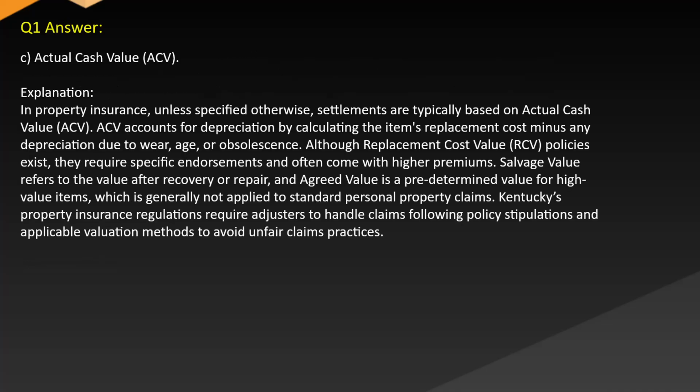Answer: C. Actual cash value (ACV). Explanation: in property insurance, unless specified otherwise, settlements are typically based on actual cash value. ACV accounts for depreciation by calculating the item's replacement cost minus any depreciation due to wear, age, or obsolescence. Although replacement cost value (RCV) policies exist, they require specific endorsements and often come with higher premiums.